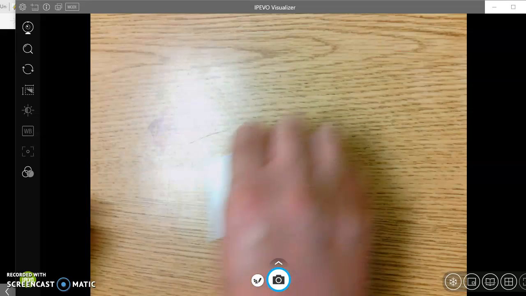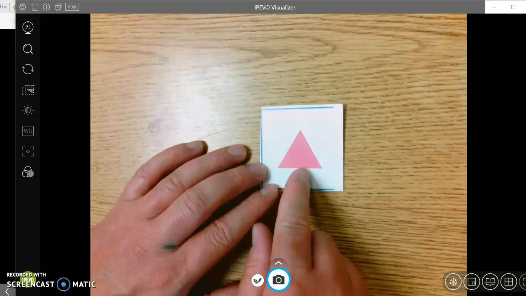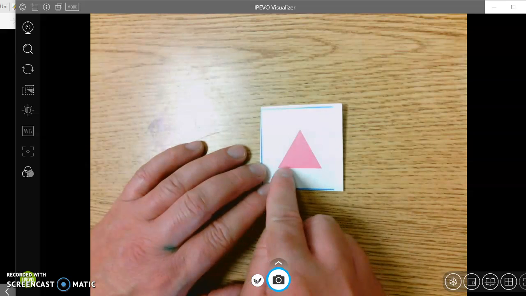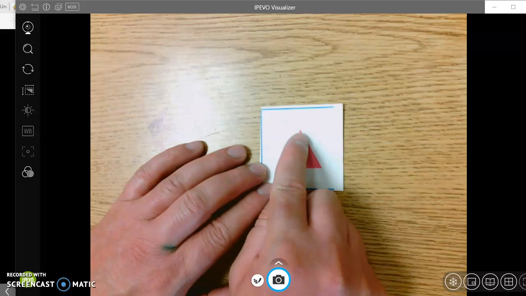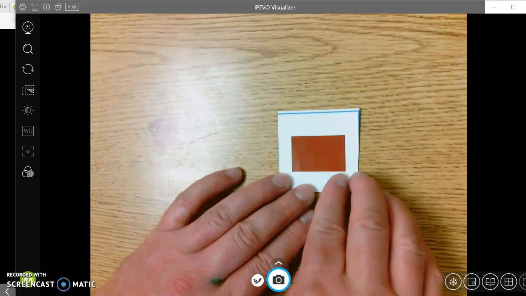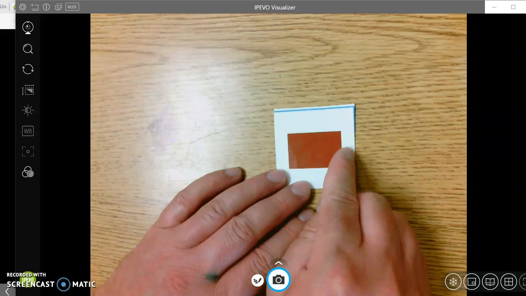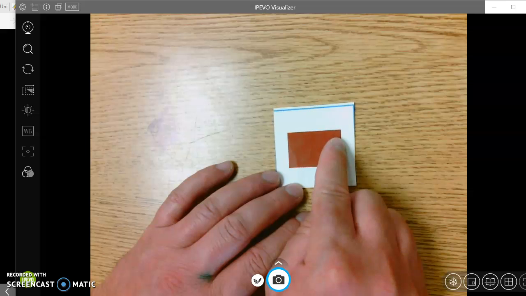Let's look at another one. How about this one? This triangle. How many sides? 1, 2, 3. Just 3 sides. And how many corners? Remember, the corners are where two sides meet. So this side and this side meet right there. So there's 1. And this side meet there. It's 2. And 3. 1, 2, 3. All right, let's do that last one, the rectangle. So the rectangle has how many sides? 1, 2, 3, 4. And how many corners? 1, 2, 3, 4. Very good.